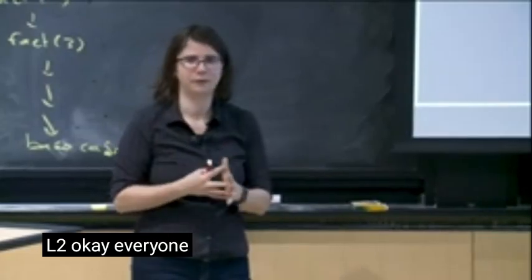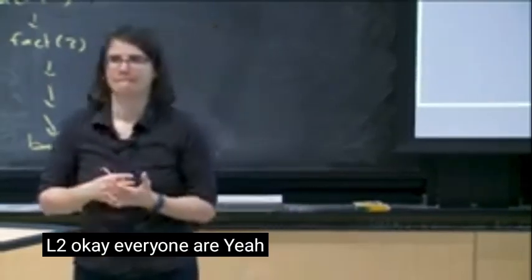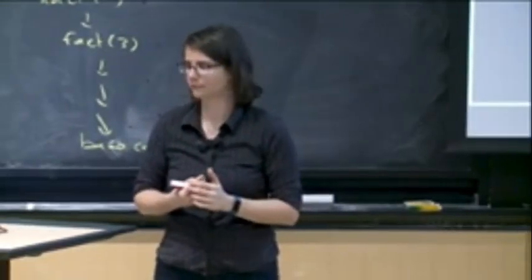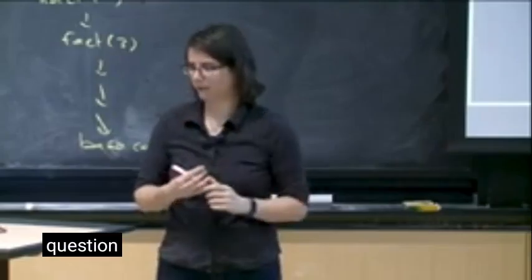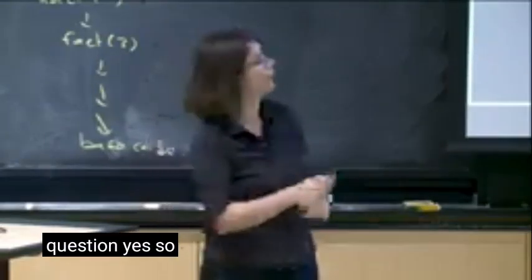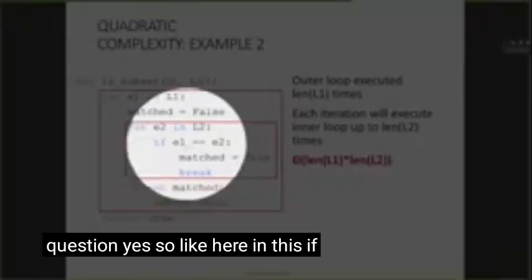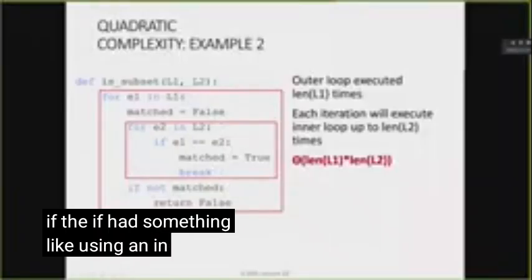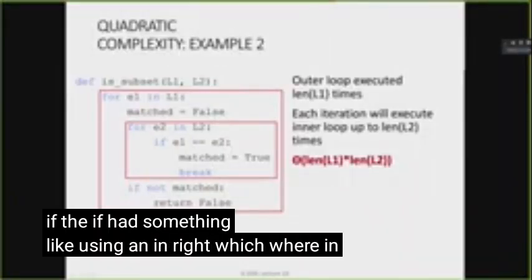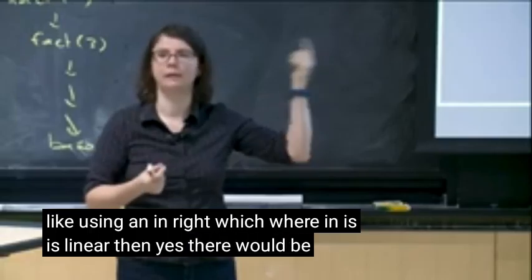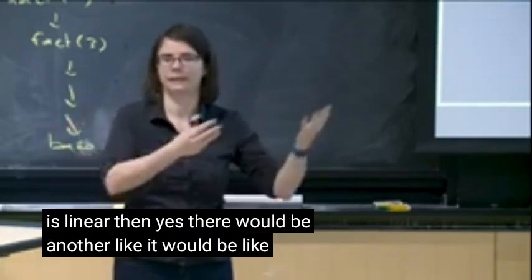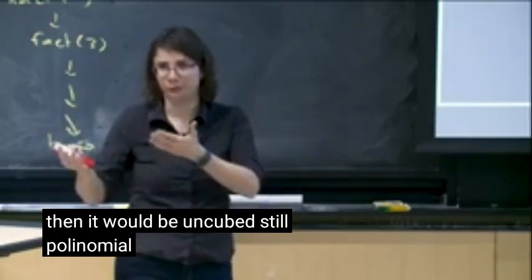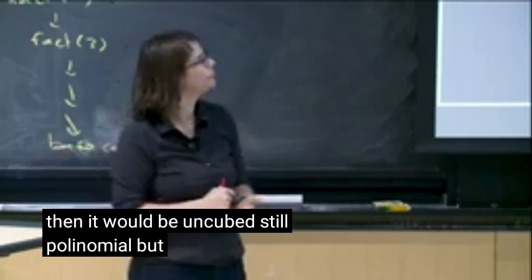Okay, everyone, yeah, question? If instead you had a linear if statement, would it be n cubed? Yes. So like here in this if? Yes, if the if had something like using an in, right, where in is linear, then yes, it would be like there was another loop at the third level. So then it would be n cubed. Still polynomial, but n cubed.